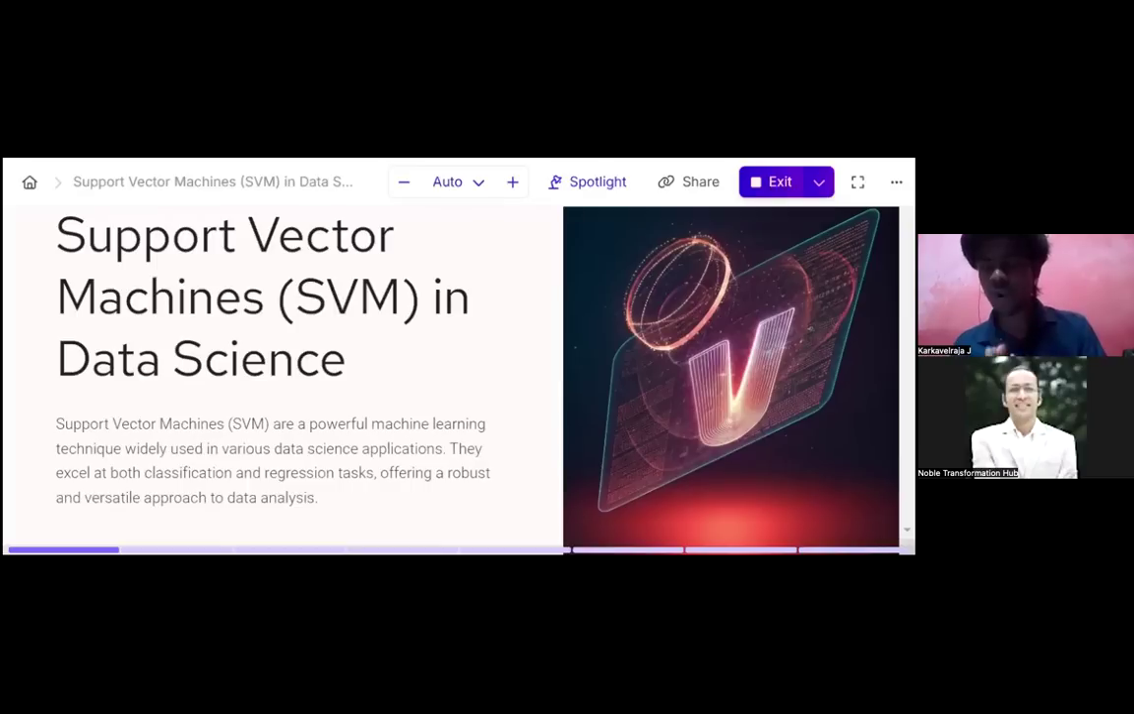Today's session is all about the theoretical concept of support vector machine in data science. Let's see what a support vector machine is. Support vector machines are a powerful machine learning technique widely used in various data science applications. They excel at both classification and regression tasks, offering a robust and versatile approach to data analysis. It is another algorithm which we are going to see together with the theory, the black box of it, and then together with its coding.